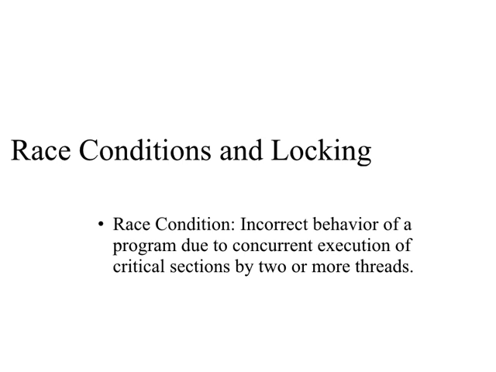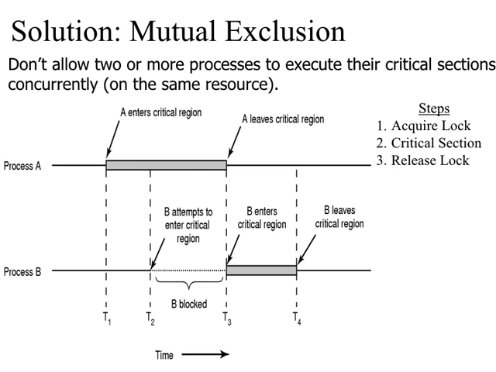So we will first start by examining race conditions and how to overcome race conditions, and then we will look at the problem of deadlocks and how to solve deadlocks. So the general solution to race condition is called mutual exclusion.